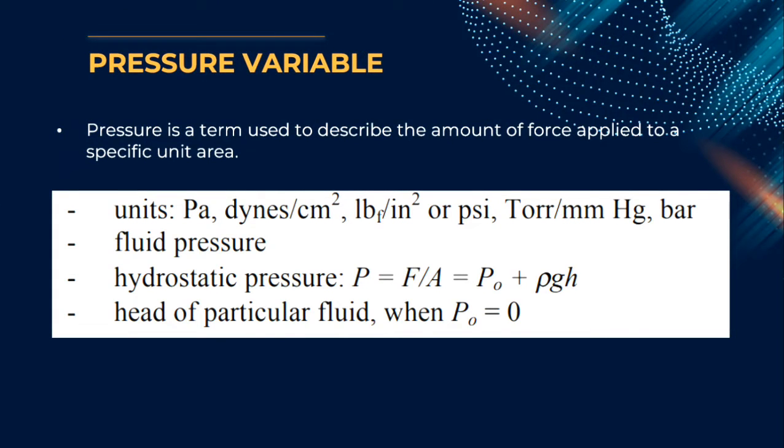Pressure variable. Pressure is a term used to describe the amount of force applied to a specific unit area. Here are the units: Pascal, dyne per square centimeter, pounds per square inch or PSI, torr, millimeter Hg, bar. Fluid pressure, hydrostatic pressure, where P equals weight over area equals P sub O plus rho g h, head of a particular fluid when P sub O equals 0.